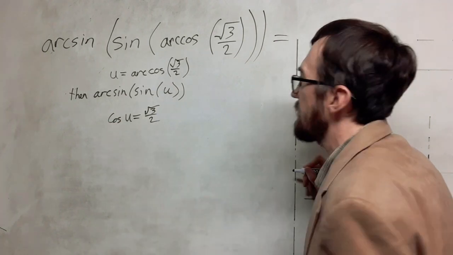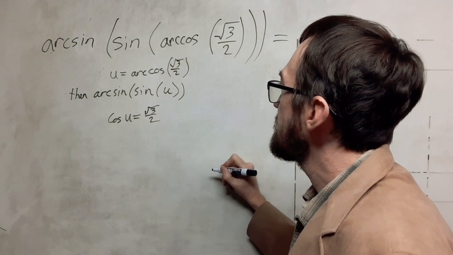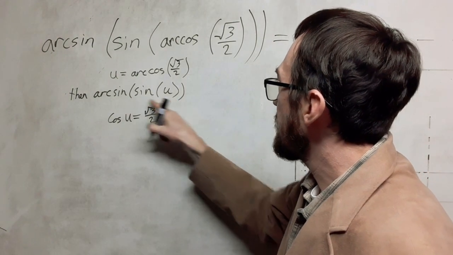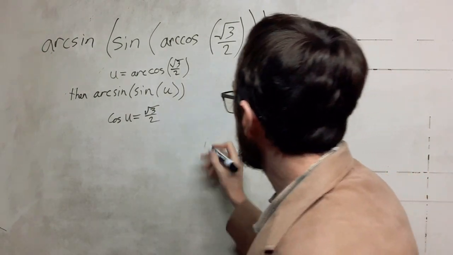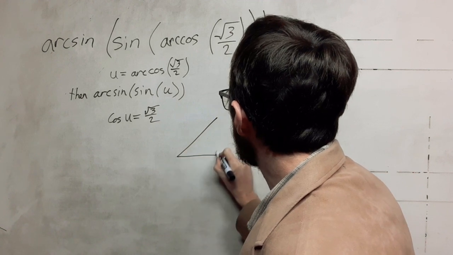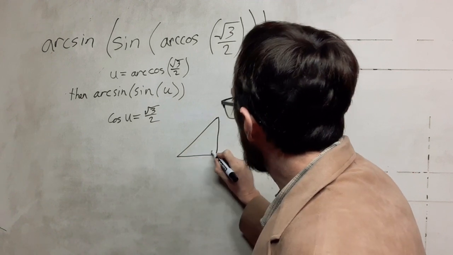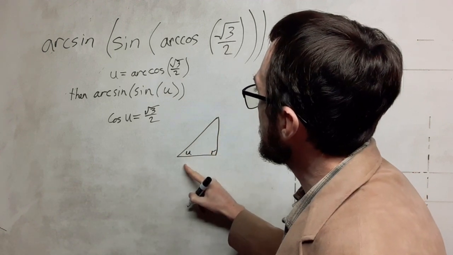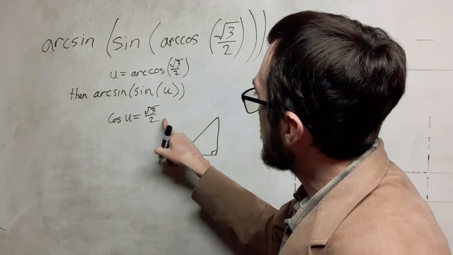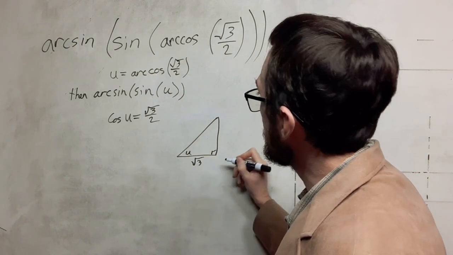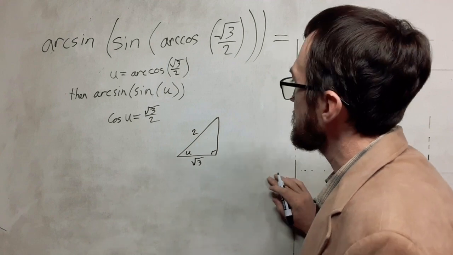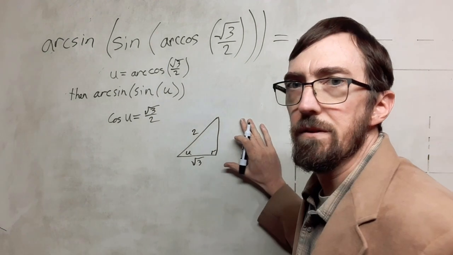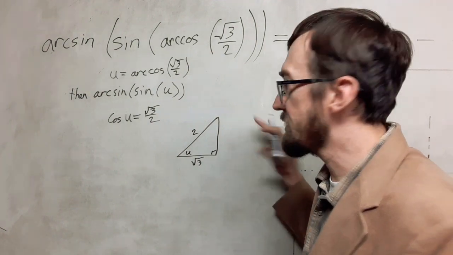Now this may be something that you have memorized. We're going to go ahead and do some geometry to find a value to plug in for here. So drawing a right triangle. This triangle could live inside of your unit circle. This will be our u down here. This is adjacent over hypotenuse, so we're going to have square root of 3 here, and the hypotenuse is 2 here. We can use the Pythagorean theorem here to find this other side.